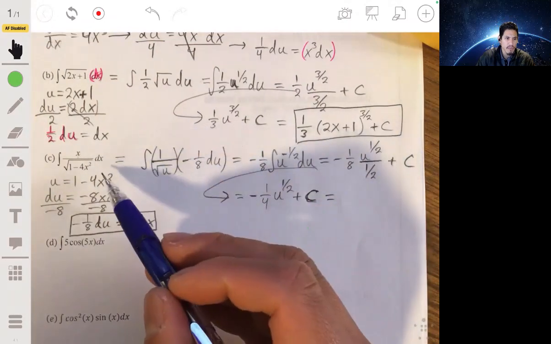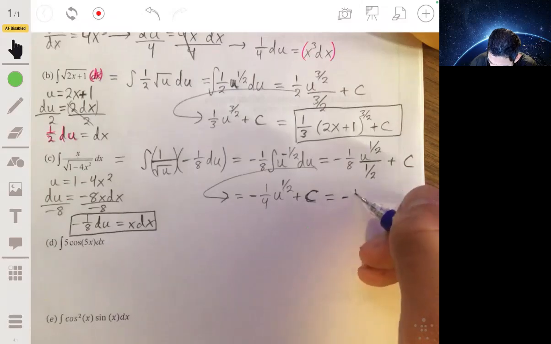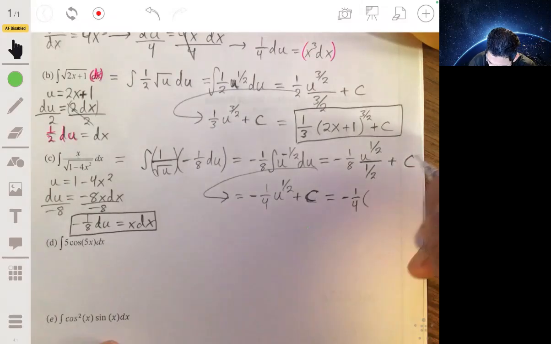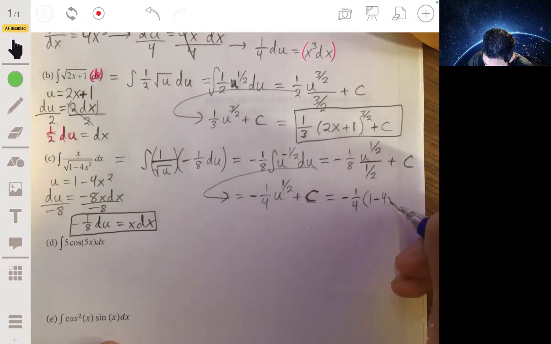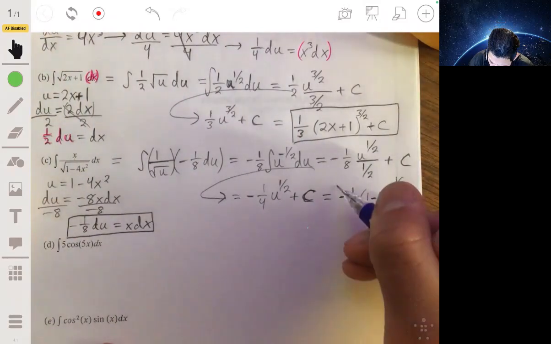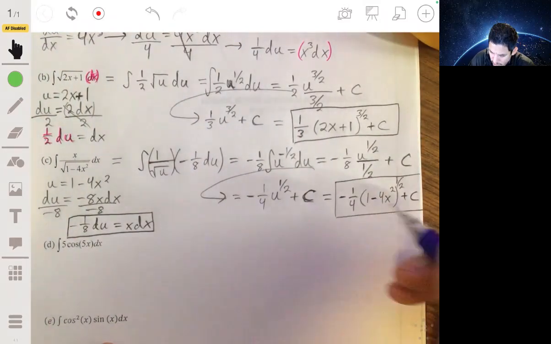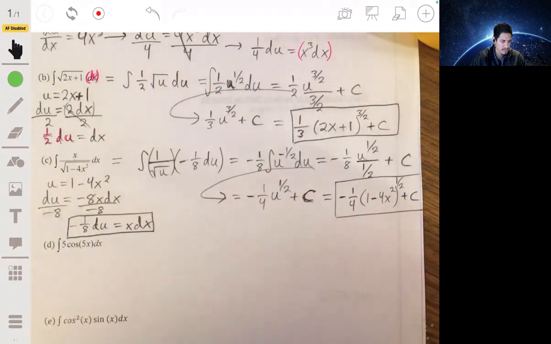Resubstituting the 1 minus 4x squared for u, our final answer will be negative 1/4 times 1 minus 4x squared to the 1/2 plus c. Or you can rewrite it as negative 1/4 times the square root of 1 minus 4x squared plus c.